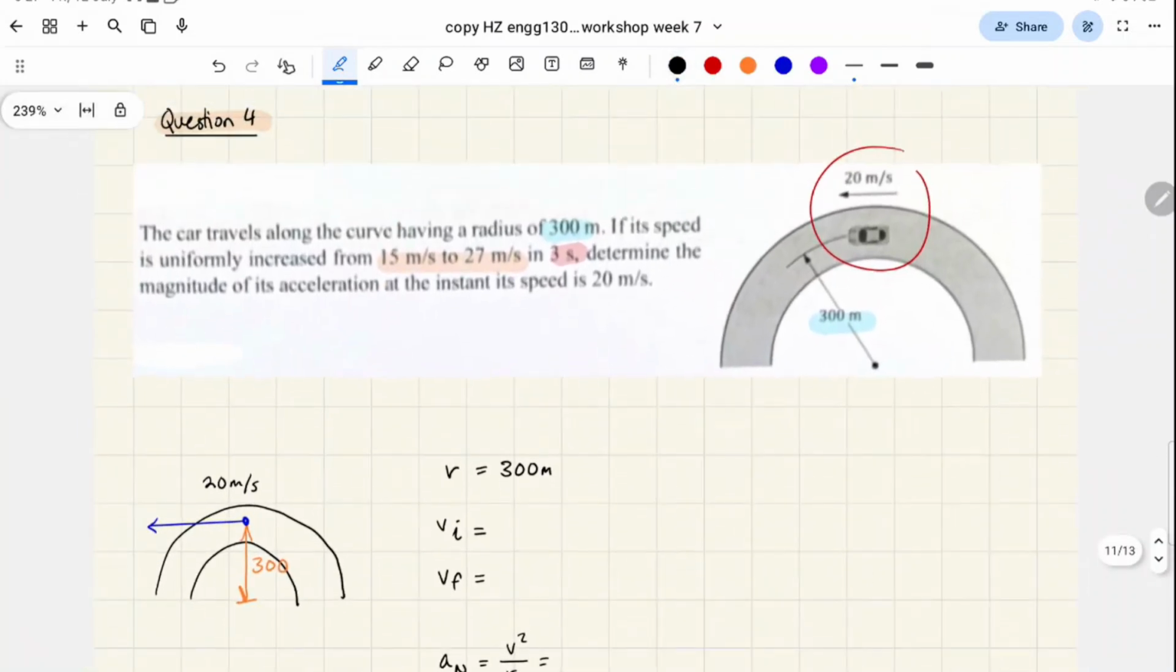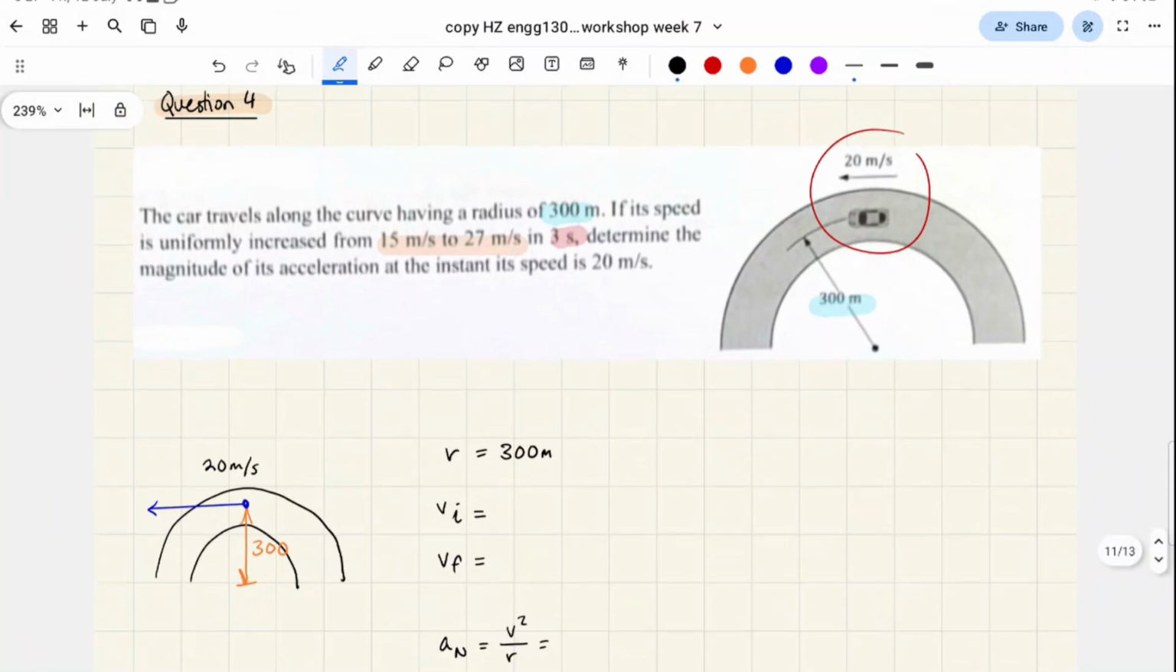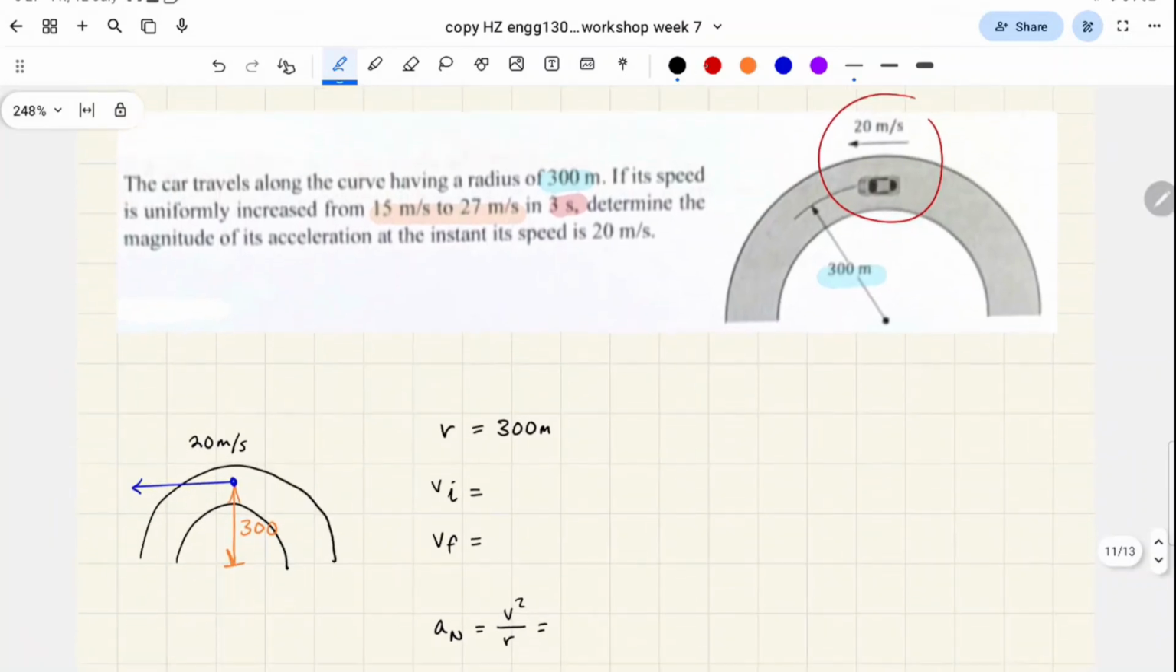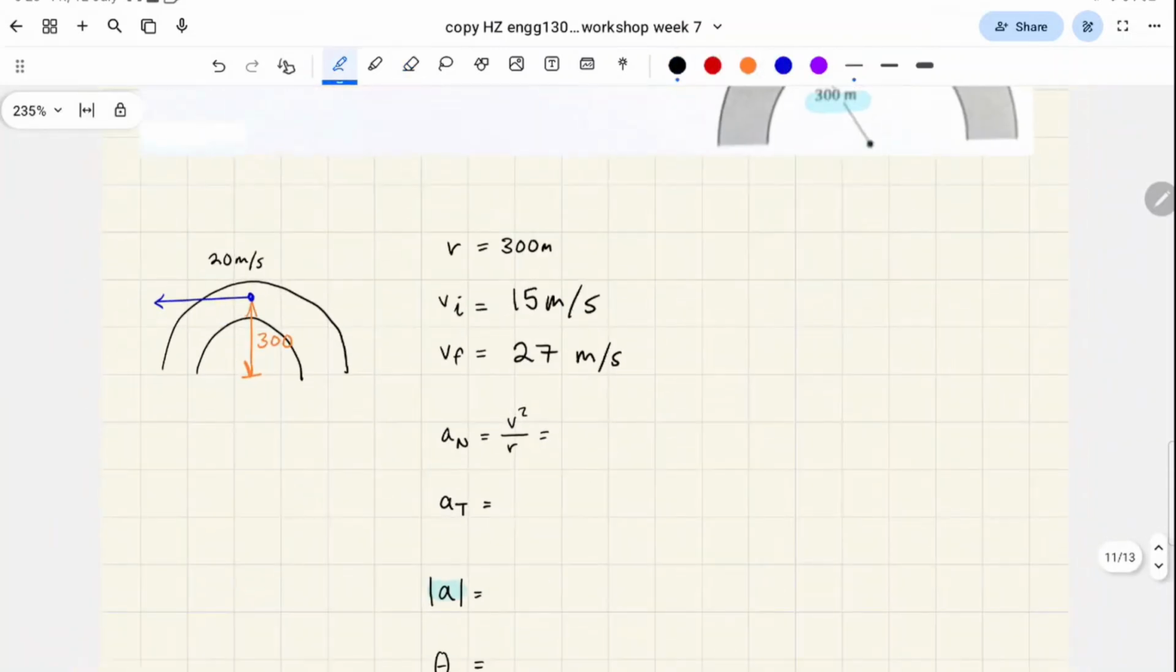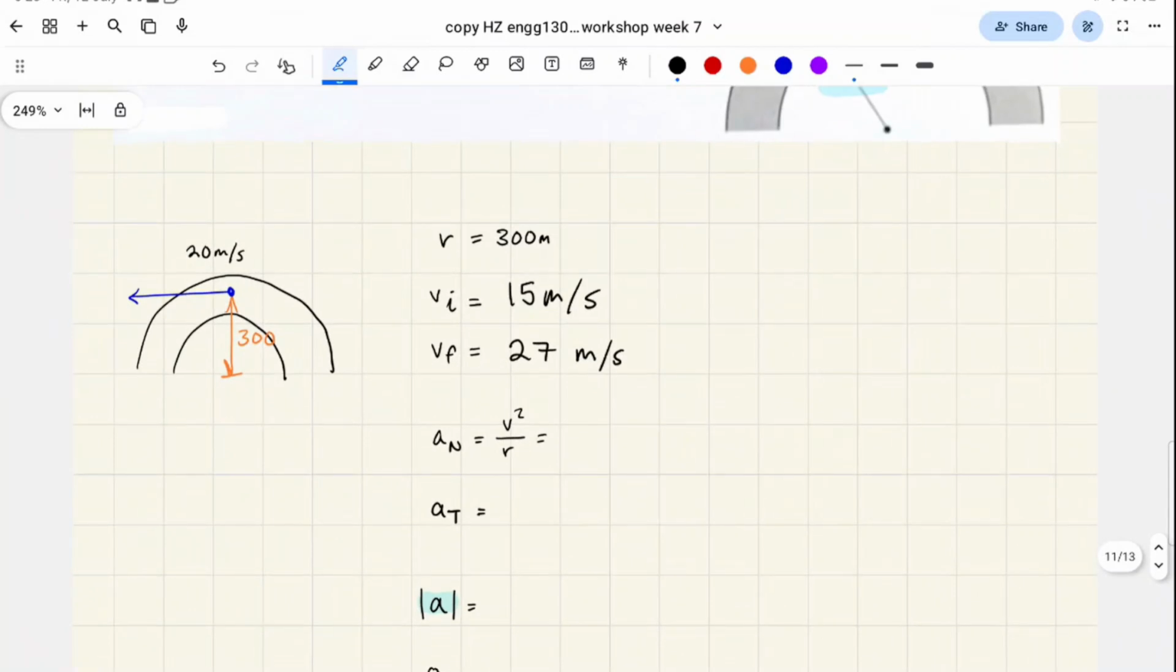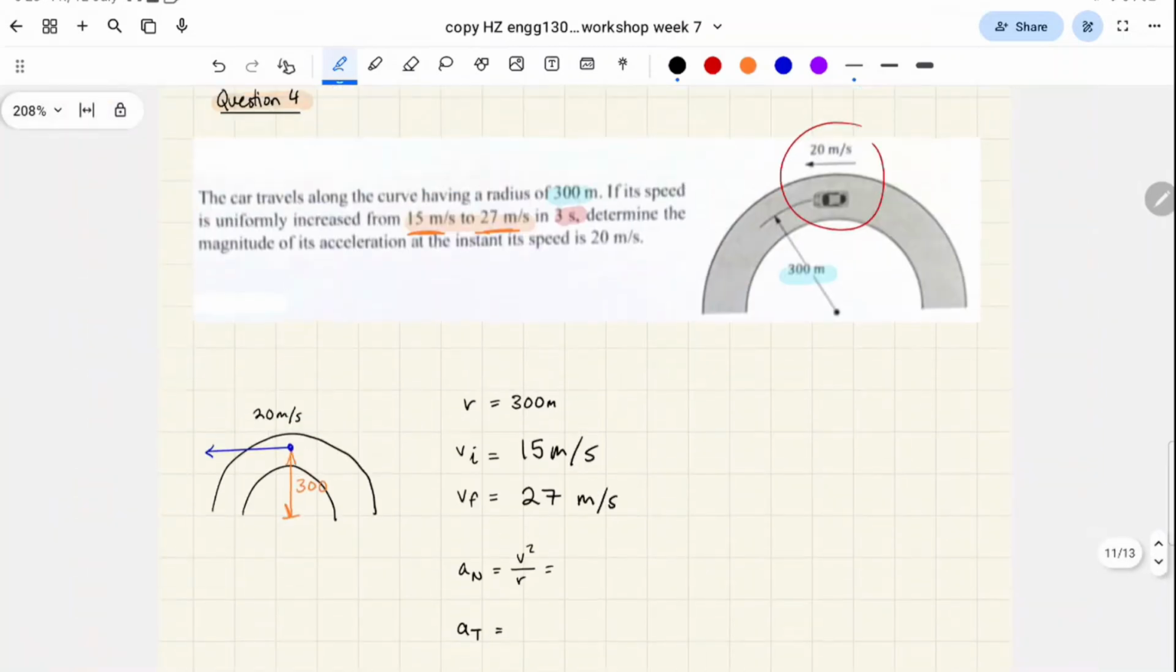Okay, so we know that that radius is 300 meters. That'll be important for when we plug in our formula for the normal component of acceleration. And the initial velocity, we were told here, was 15 meters per second, and it increases to 27 meters per second. Okay, so now we have all the pieces we need. So we literally just plug in basically this v, which we plug in. Okay, how do I say this?